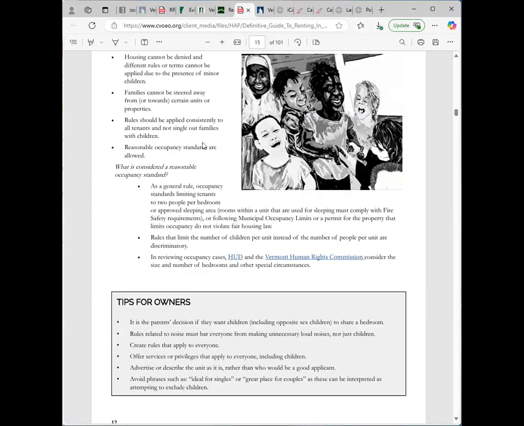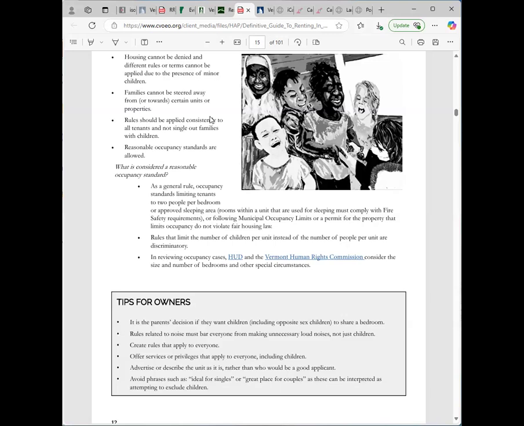So let's talk about reasonable occupancy standard. This is something really interesting that not all states or provinces address, but Vermont does. As a general rule, occupancy standards limit tenants to 2 people per bedroom or approved sleeping area, which is a room within a unit used for sleeping that must comply with fire safety requirements. So you can't sleep on like a back porch or anything. Following municipal occupancy limits or permits for the property that limit occupancy do not violate fair housing laws. So basically 2 people per bedroom.